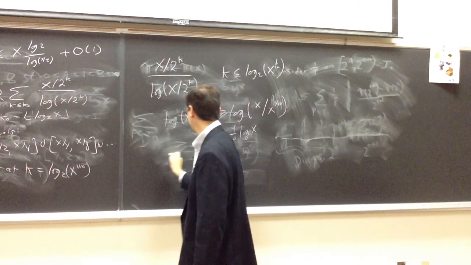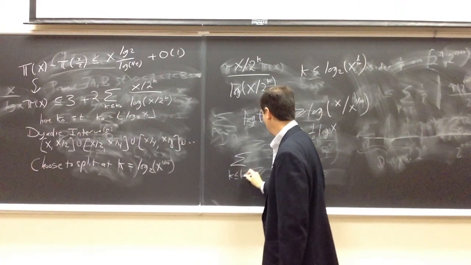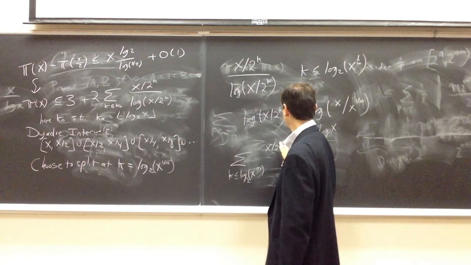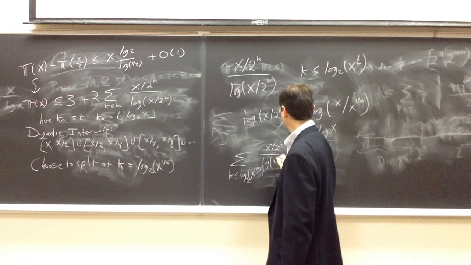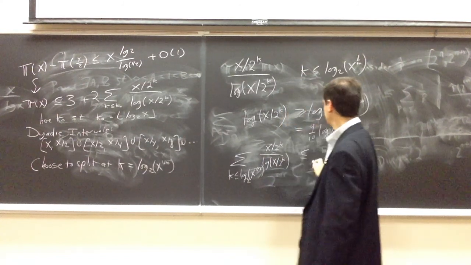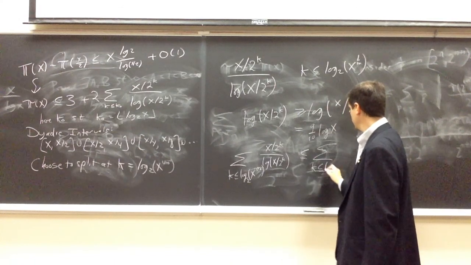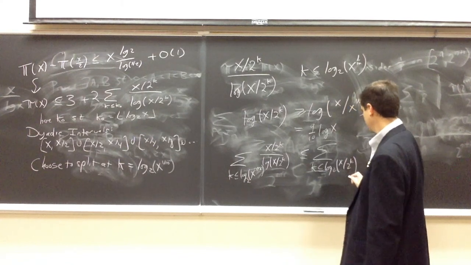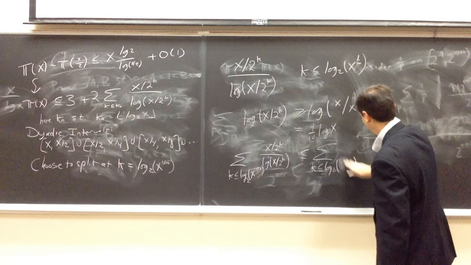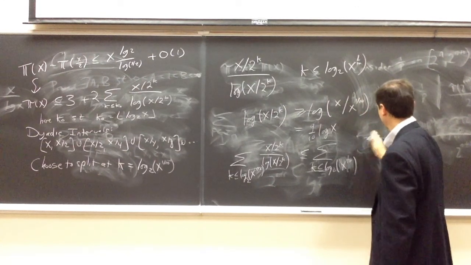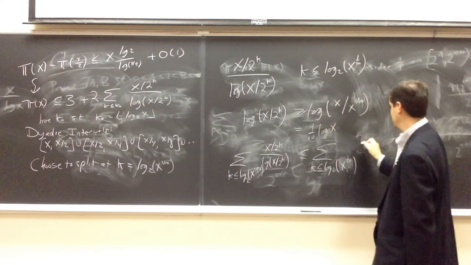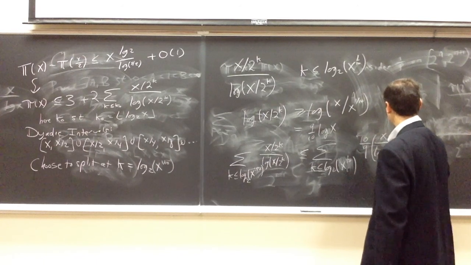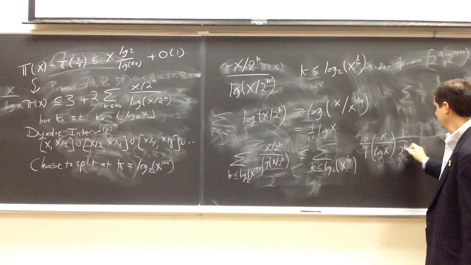And this will now give me the sum over k less than or equal to log base 2 of x to the 1/10 of x over 2 to the k over the log of x over 2 to the k, which is going to be less than or equal to the sum over k less than or equal to log base 2 of x to the 1/10. Now I've got a 9/10 here, so I'll have like a 10/9, I think. And I'll have an x over log of x times 1 over 2 to the k.